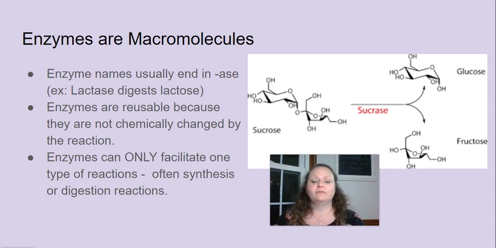So often the reactions that are taking place are synthesis or digestion reactions and only of the specific item. Typically, they're going to be named after whatever they're digesting or synthesizing. So, in the case of sucrose, sucrose is going to be digested by the enzyme called sucrase, and it's going to turn it into glucose and fructose.